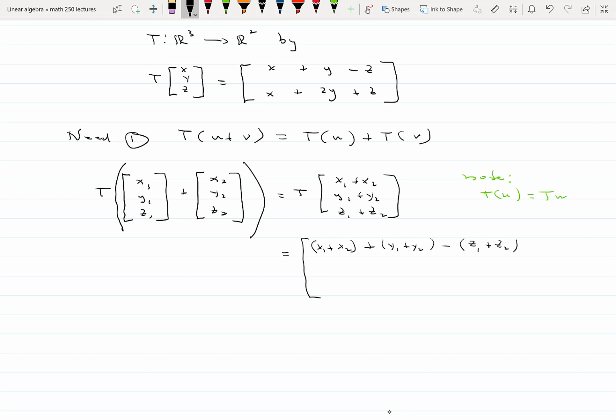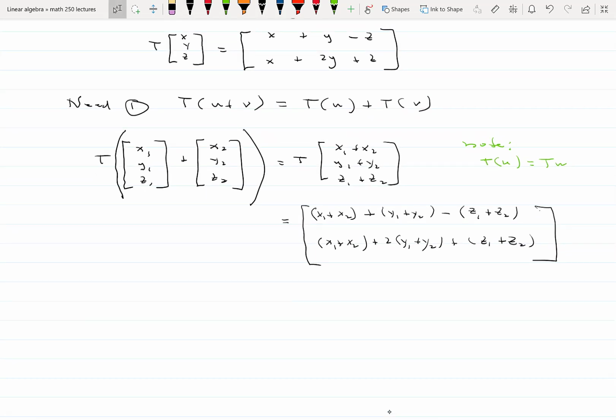So the second component is x plus 2y plus z. First component, x1 plus x2, plus twice the second component, 2 times y1 plus y2, plus the third component, z1 plus z2. Okay, and we want to see if we can make this T of the first vector plus T of the second vector.